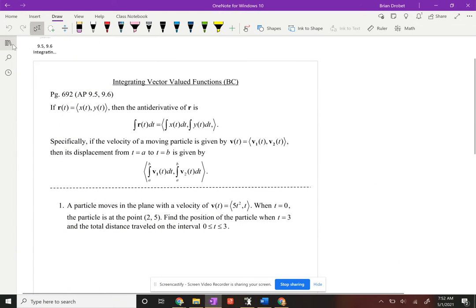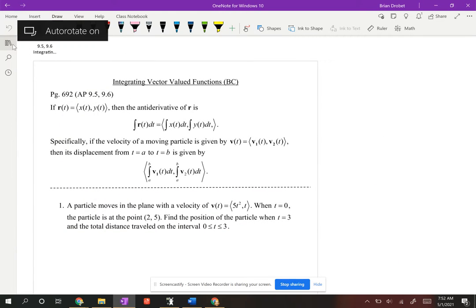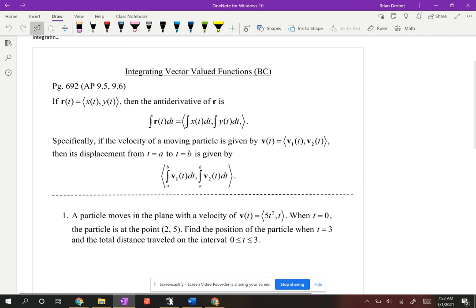All right, so in the last video, we defined what a vector valued function was, and we took some derivatives. We found a position vector, differentiate to get a velocity, differentiate again to get an acceleration, and we talked about speed being the magnitude of the velocity vector. So we're going to talk about anti-differentiating vector valued functions today and what we can use those for.